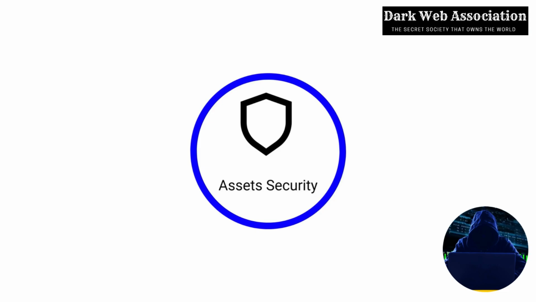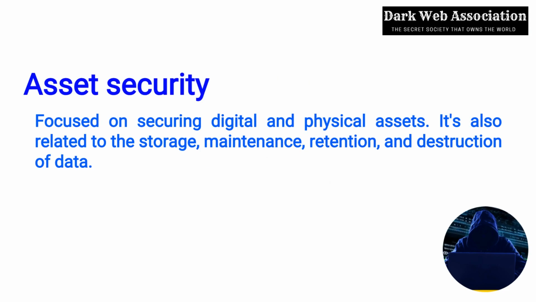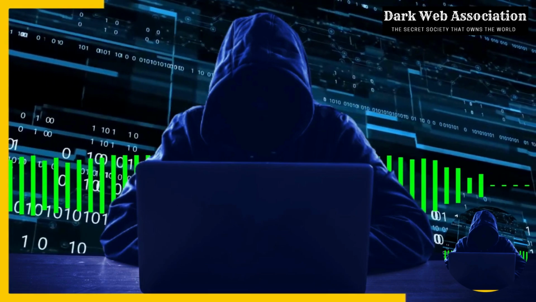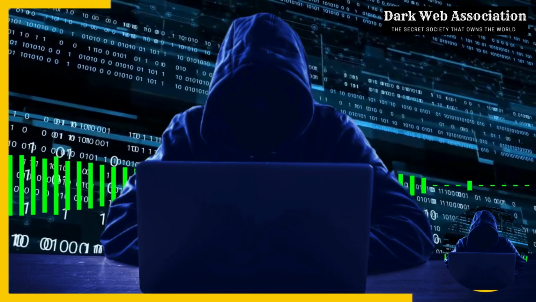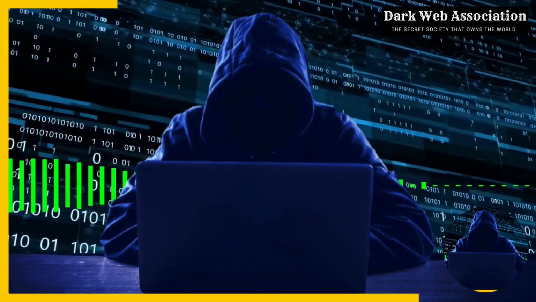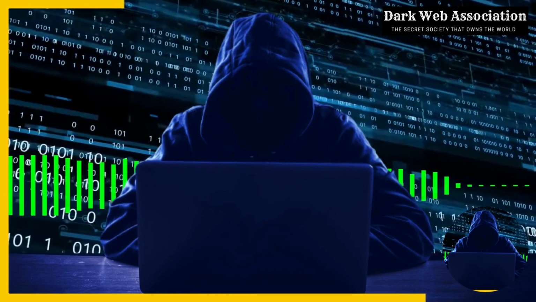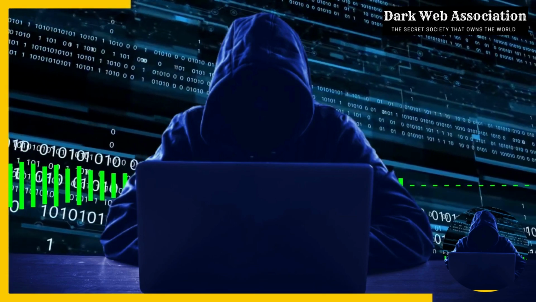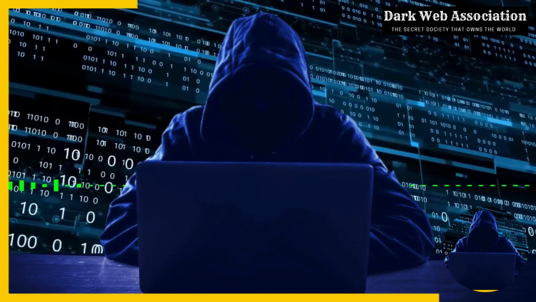The next domain is asset security. The asset security domain is focused on securing digital and physical assets. It's also related to the storage, maintenance, retention, and destruction of data. This means that assets such as SPII should be securely handled and protected, whether stored on a computer, transferred over a network like the Internet, or even physically collected.